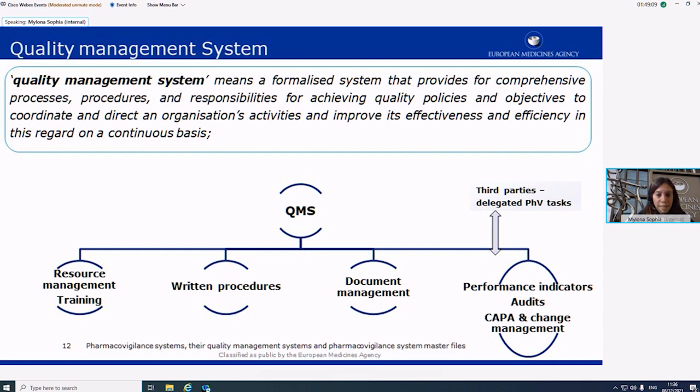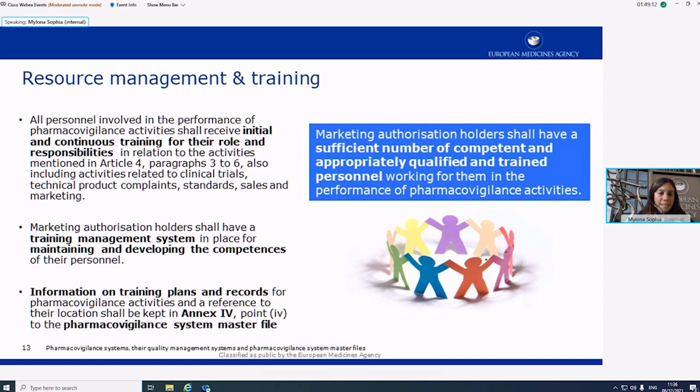So if you go to the next one, here I think we just need this to highlight some of the elements in the quality management system. Of course, you should have an initial and continuous training, and each one should be trained for their role and responsibilities. This is not new, but you have to always remember that there are some departments or parts of the company that may need specific training and take a small part in the pharmacovigilance system, and they should also be trained and included in this training management system.